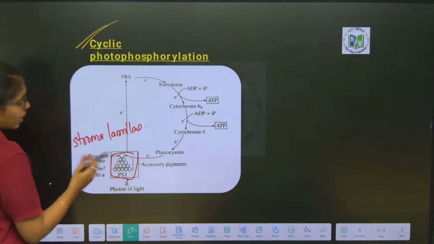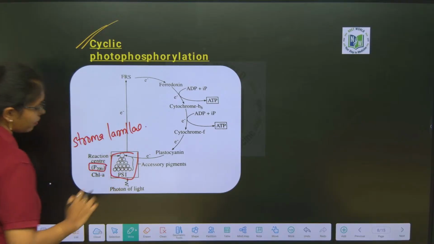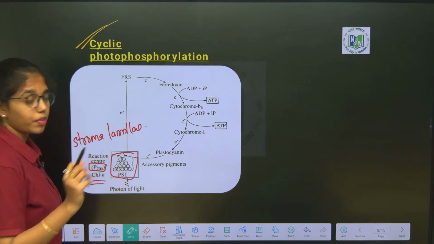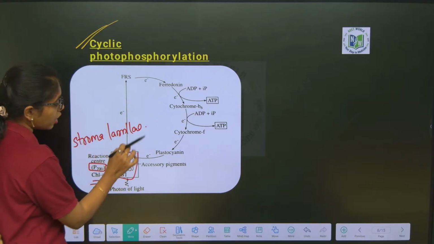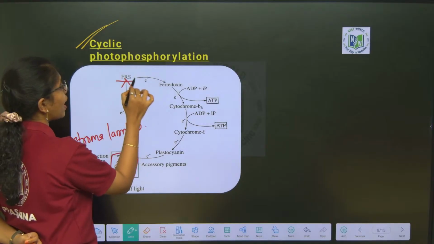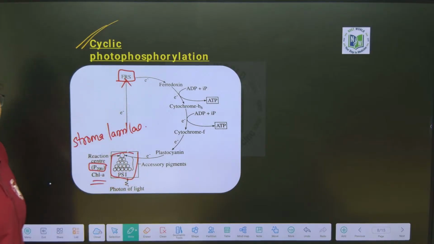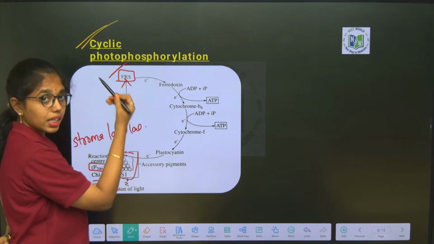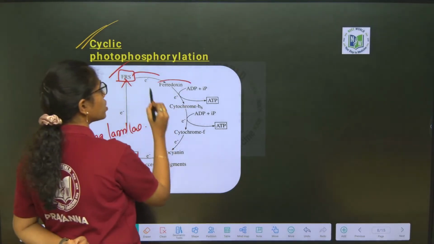Fine. So here you can see the reaction center maximum wavelength is what? P700, that is chlorophyll A. Maximum wavelength is P700, and the electrons are submitted to the FRS complex. Okay, ferredoxin reducing substance complex, it is submitted, and the primary acceptor is what?